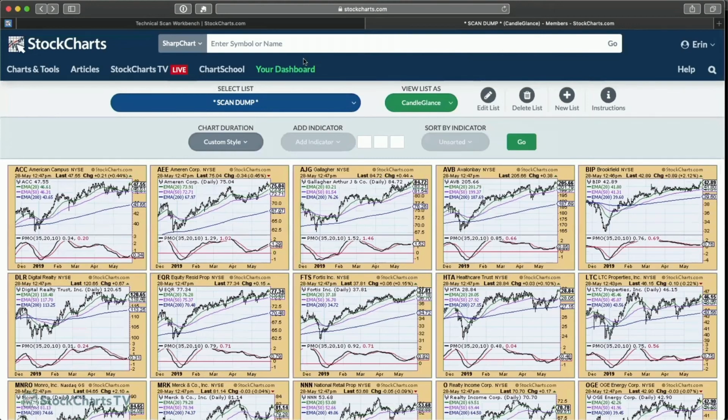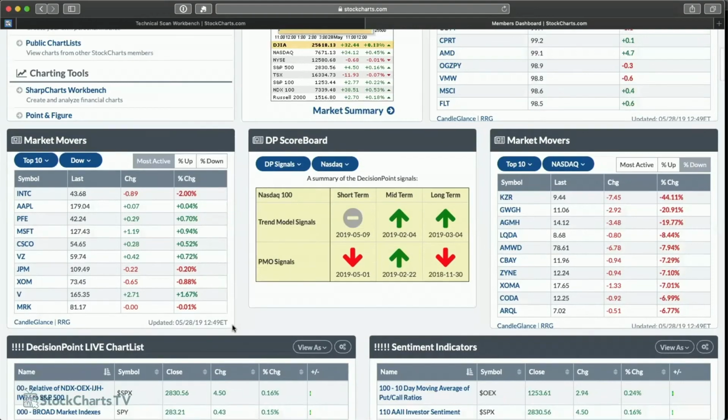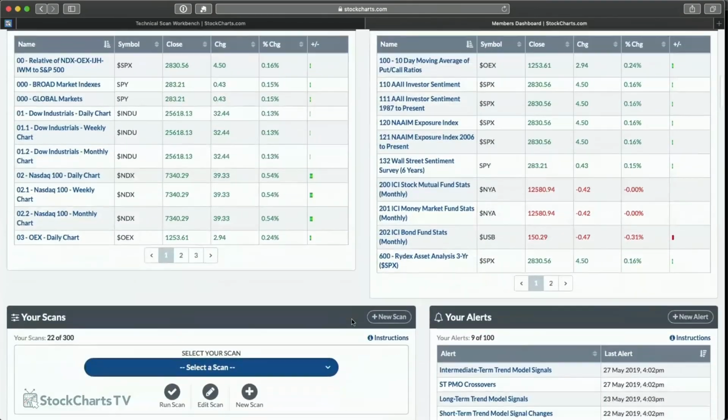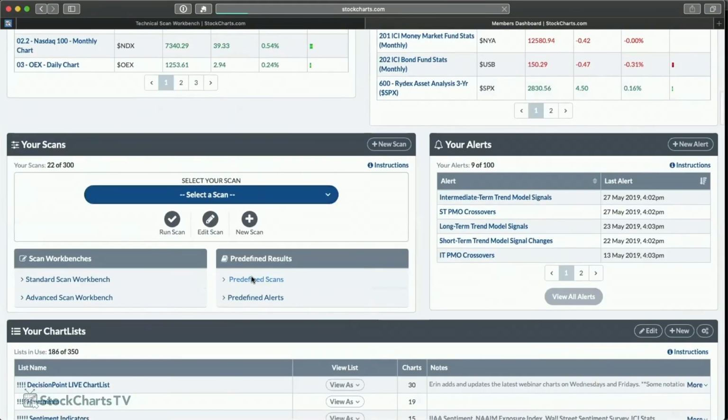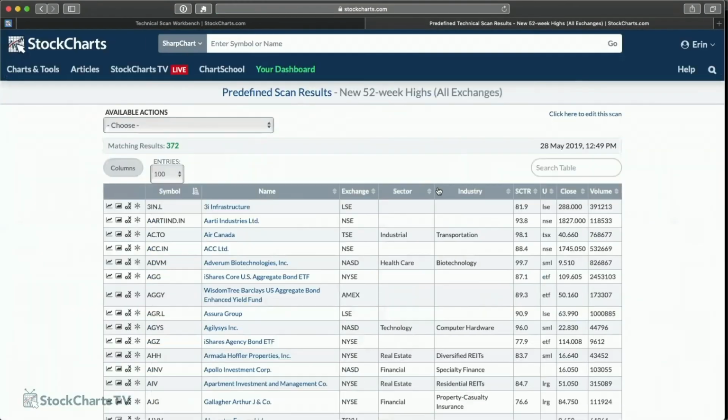Another great place to start are the predefined scans. I'll take us to that on the home page here. Predefined scans. This is an excellent place to go to either build a scan or just use one of these scans. You can even look based on the part of the market. So you can set that up, just hit that and you're going to get the results. And then up here in the corner, you can edit it.